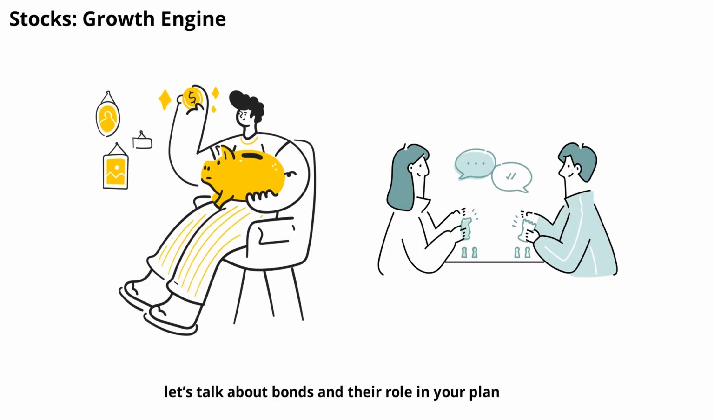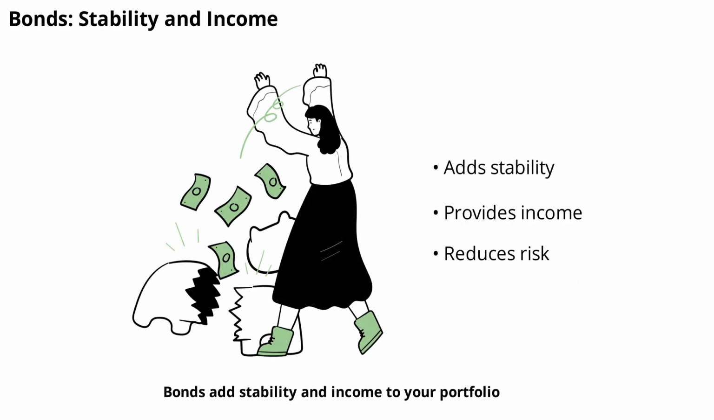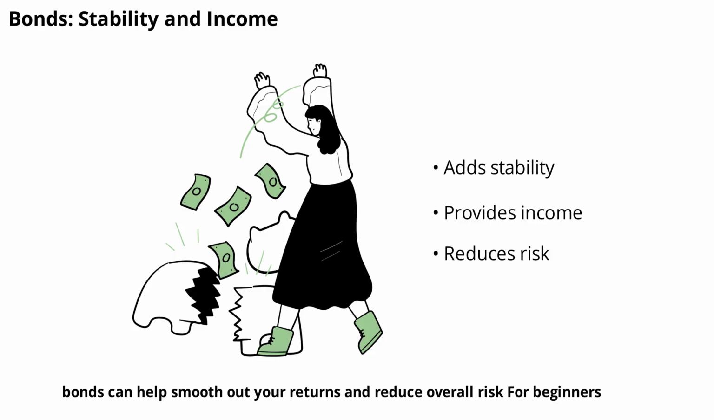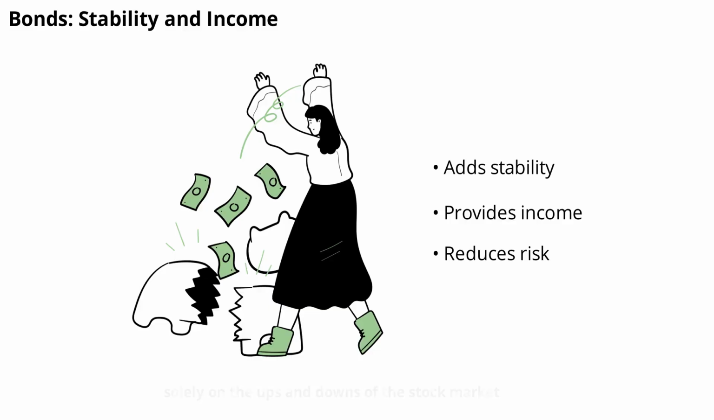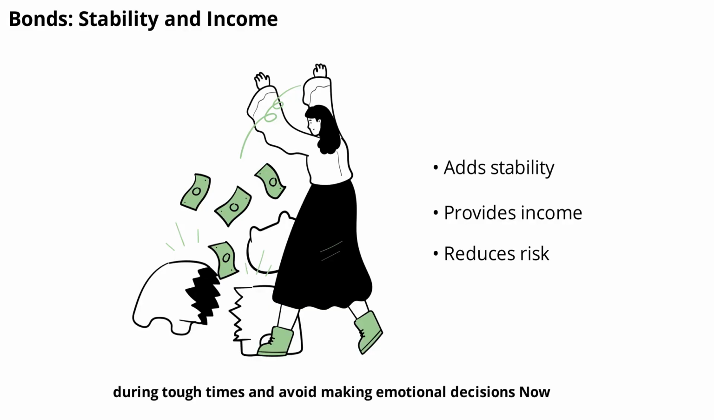Next, let's talk about bonds and their role in your plan. Bonds add stability and income to your portfolio. They tend to be less risky than stocks and provide regular interest payments. When the stock market is turbulent, bonds can help smooth out your returns and reduce overall risk. For beginners, including bonds in your allocation means you're not relying solely on the ups and downs of the stock market. This balance can help you stay invested during tough times and avoid making emotional decisions.